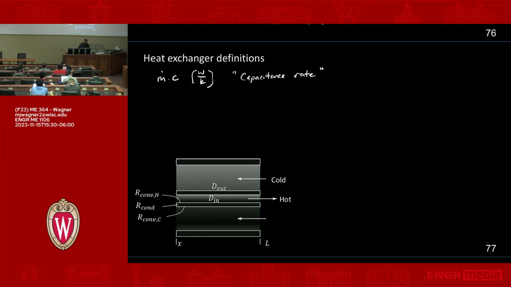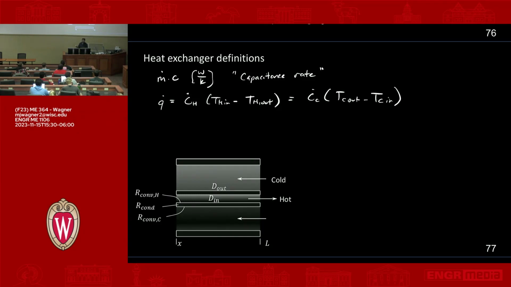So we can just substitute that back in and say now Q dot is equal to m dot times c, so that's just C dot. Let's say C dot h times Th in minus Th out is equal to C dot c times Tc out minus Tc in. Okay, just changing the equation we just developed.